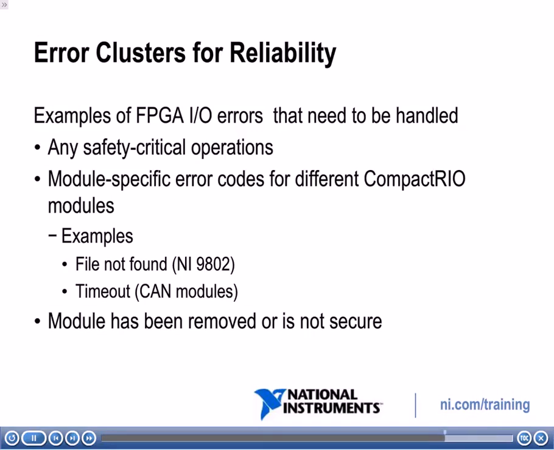For example, if you're using the NI 9802, which is a removable storage module, there's a particular error code associated with file not found. If you need to check for that error, you'll need to use the error wire. Also, if you're using CAN modules, there are specific error codes associated with timeouts, so you might need to use the error wire for that as well. Another use of errors is if a module has been removed from your cRIO, it's also going to output an error. So you can use the error to check whether your module is actually in its slot and operating correctly.